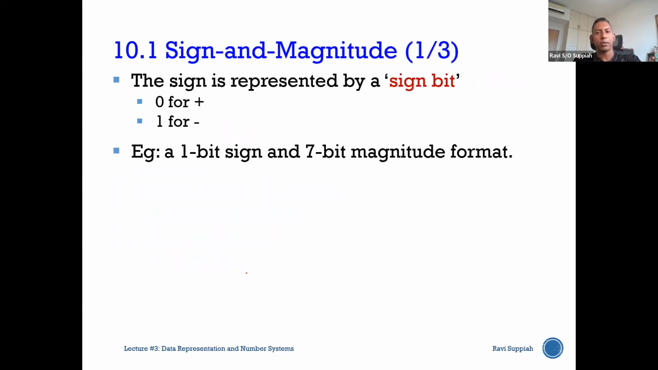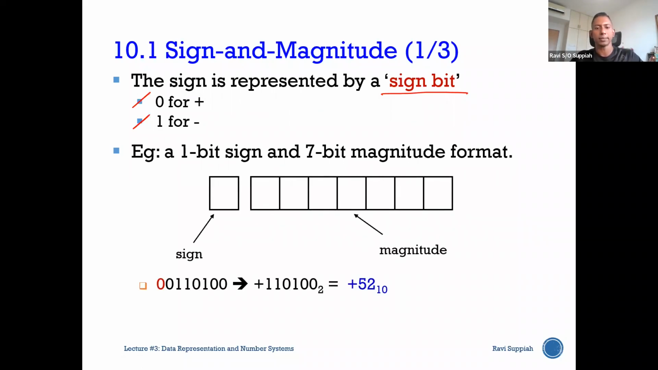Now, how do we look at it? The first technique is the sign and magnitude. It is a very simple, straightforward technique where they dedicate a single bit to represent the sign. If the most significant bit is 0, then we say it's a positive number. If the most significant bit is 1, we say it is a negative number. So we are taking one bit and reserving it to represent the sign.